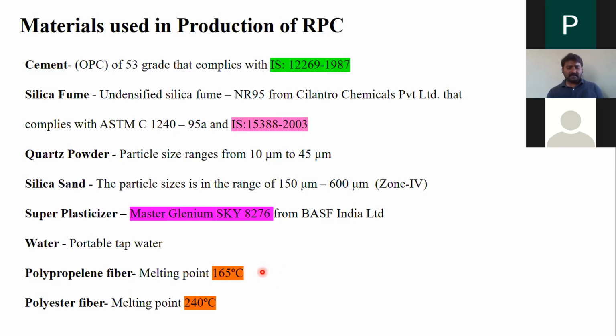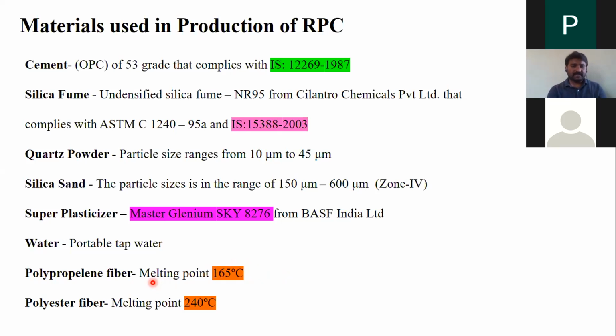Some of the studies that we have done also involved the effect of high temperature. What happens to our reactive powder concrete if we expose it to 1000 degrees Celsius, something like that. So we have studied that also, but I'm not covering that part here. These are the materials that I've used to produce reactive powder concrete.